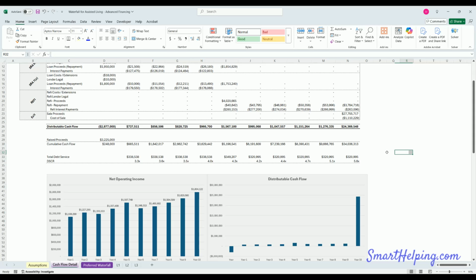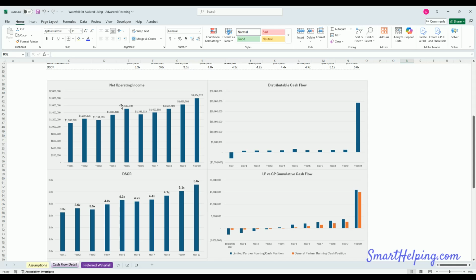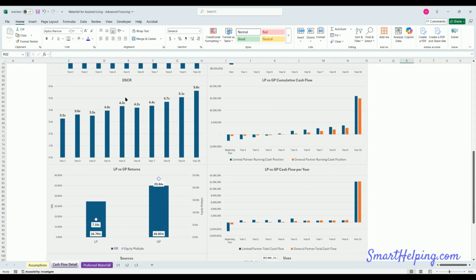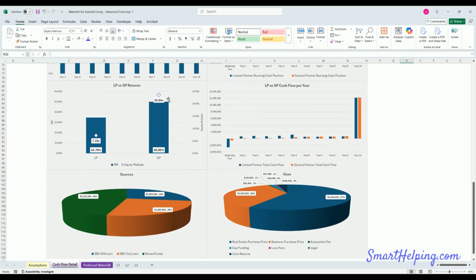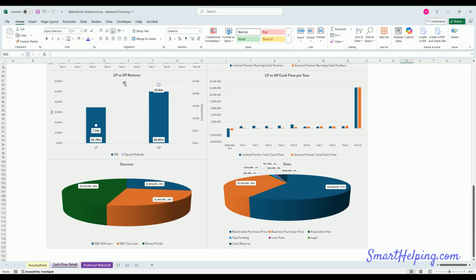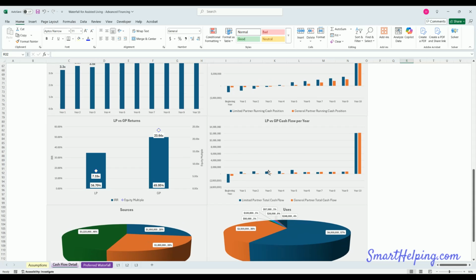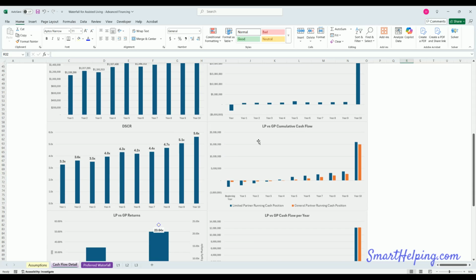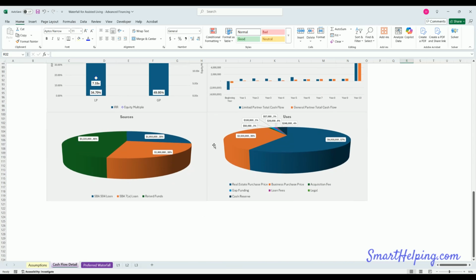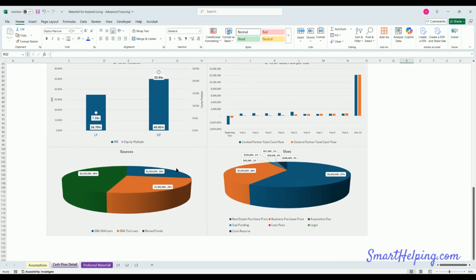What else? Charts: net operating income, distributed cash flow, debt service coverage, LP versus GP cumulative cash flow, LP versus GP returns. So the equity multiple and IRR of each based on the waterfall and the preferred return. LP and GP cash flow per year. So if you sum up all these per years, you get to this cumulative chart up here. And then sources and uses pie chart.